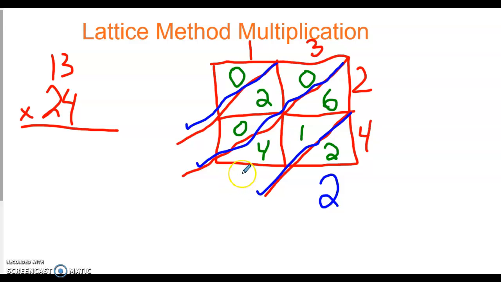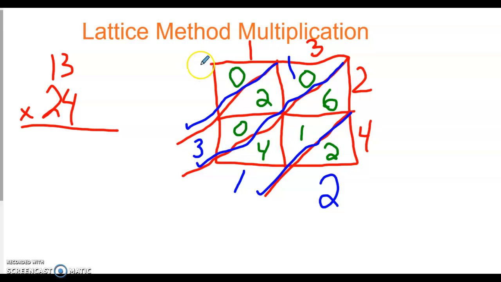I add those up. I know 6 plus 4 is 10, plus 1 is 11. So just like regular adding, I put the 1 down, I carry the 1 over. I have a 0, a 2, and a 0. So 0 plus 2 plus 0 is 2, plus 1, can't forget that 1 that I carried over, is 3. And 0 plus nothing is 0. So I don't have to have anything there.